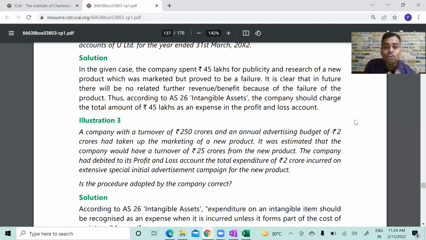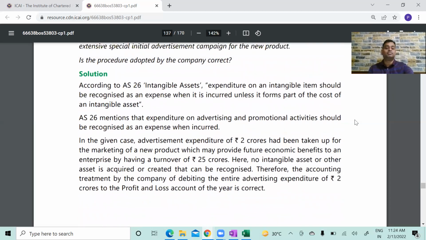So is ICAI a roadside hotel or a 5-star hotel? 5-star hotel. That is the reason ICAI wants a garnished answer. Okay, so you need to write a big answer. Big answer.